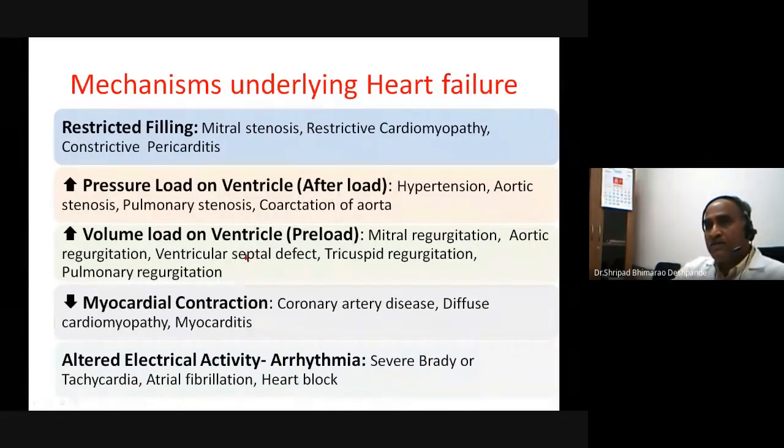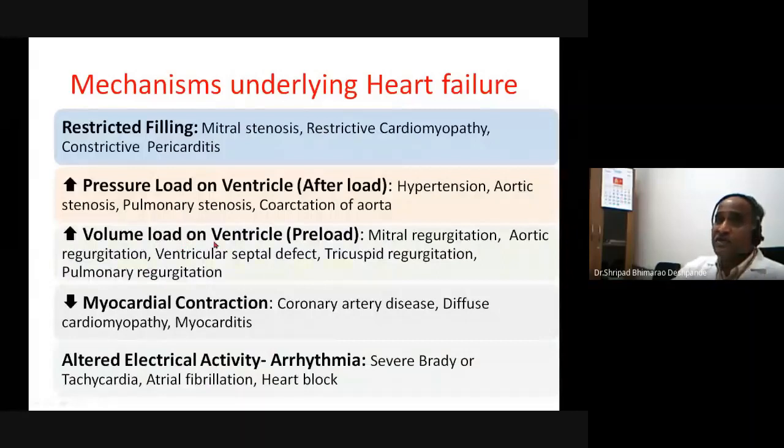Or ventricular septal defect, that is the shunt. Then tricuspid regurgitation. This is a mitral and tricuspid, or with the left and right ventricles, or pulmonary regurgitation. These are the components which produce the increased volume load.